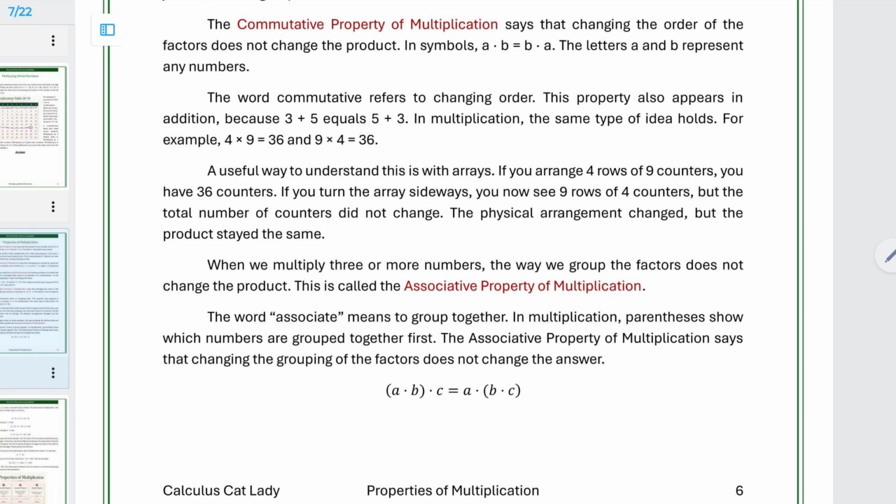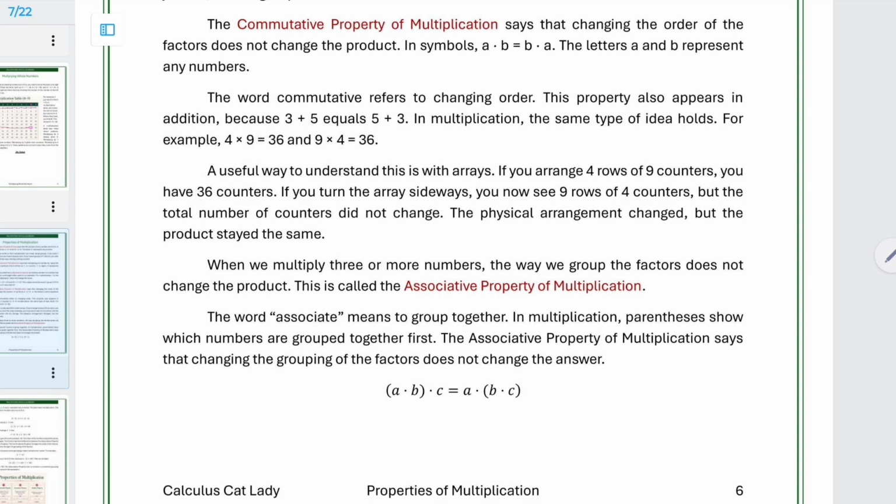When we multiply 3 or 4 or more numbers, the way we group the factors does not change the product. This is called the associative property of multiplication. The word associate means to group together. In multiplication, parentheses show which numbers are grouped together first. The associative property of multiplication says that changing the group of the factors does not change the answer.